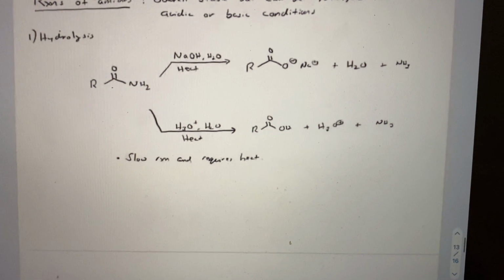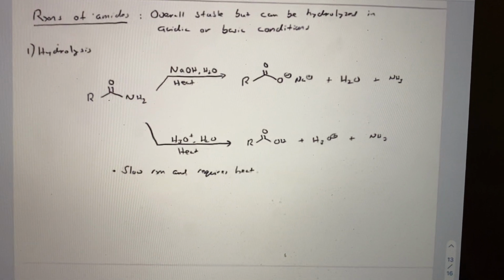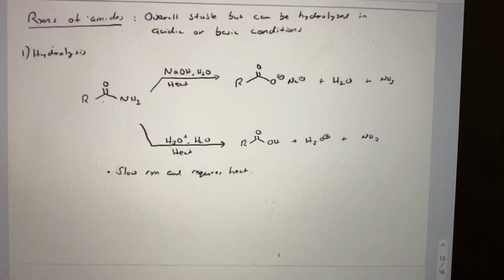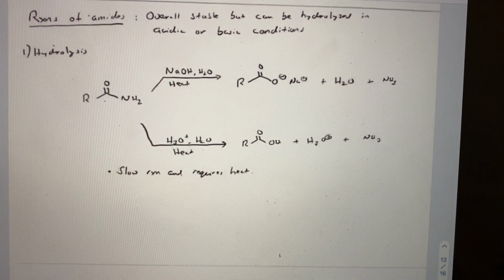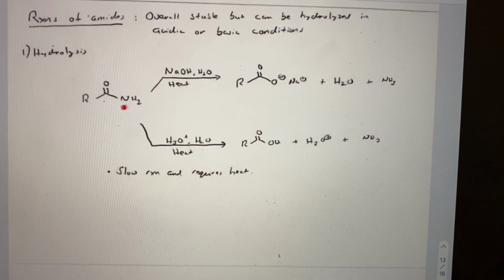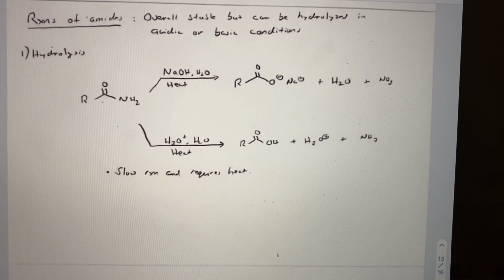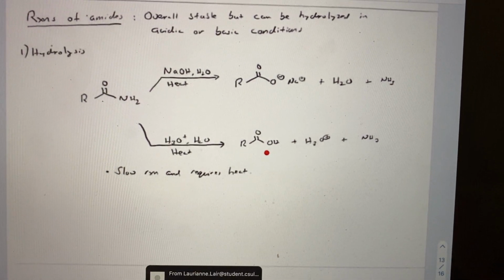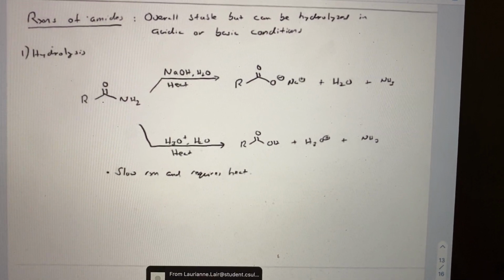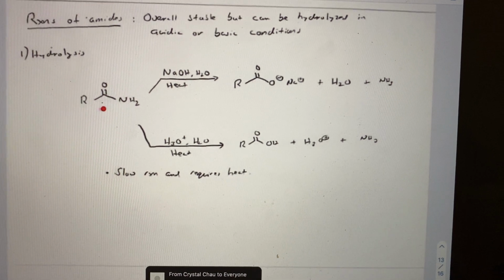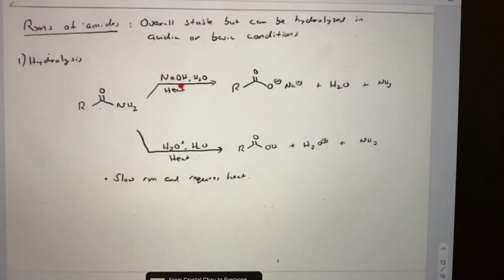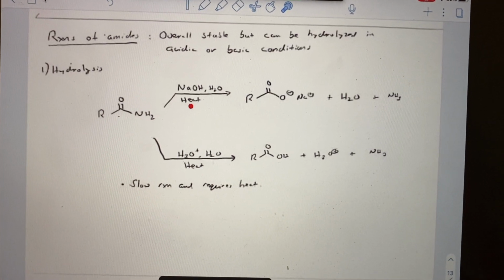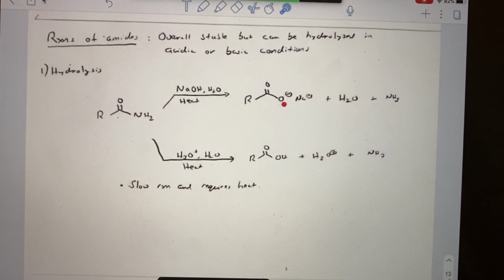Now, these amides, being at the bottom of that ladder of reactivity, are really quite stable, but they can be hydrolyzed. Starting with the amide, it can be hydrolyzed to form either the carboxylate on the top here, or the carboxylic acid, under either basic or acidic conditions. And notice that's the difference here. So we can take the amide and treat it with sodium hydroxide and water, and because of the stability of the amide, this requires heat.